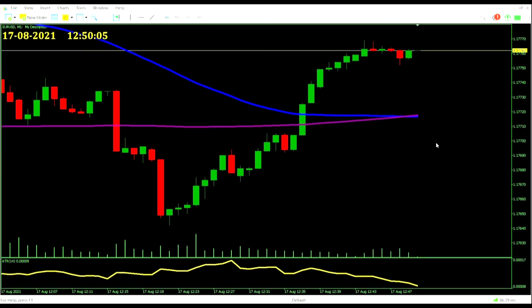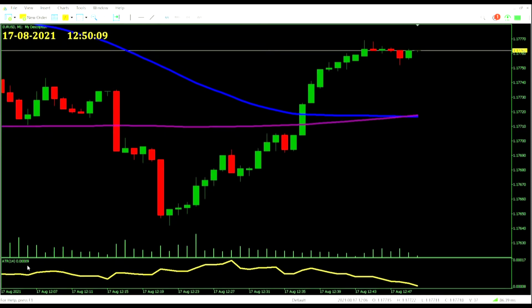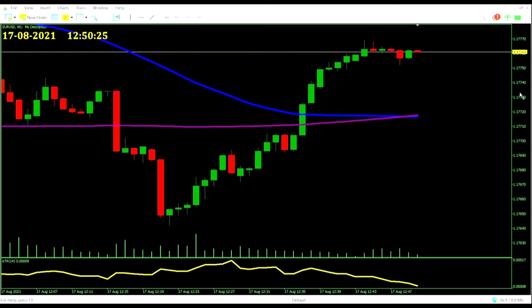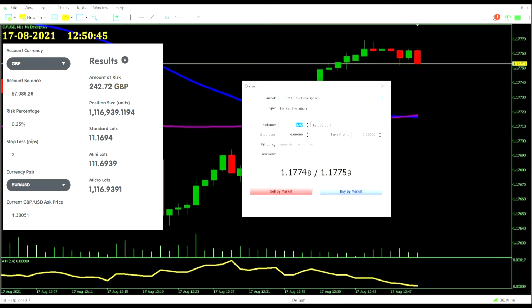So it has closed through there, which means we can look at our ATR and see it's still at 9 pipettes, so we can round that to 1 pip. Let's calculate our risk. So you can see that on screen now based on our account balance of £97,089. Let's get in the trade before it drops too much.